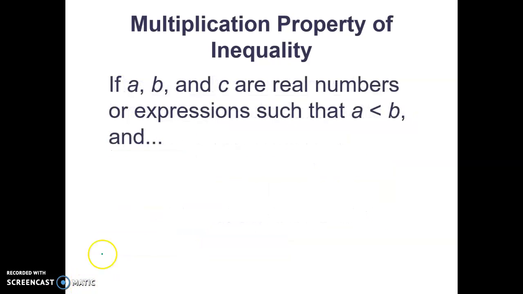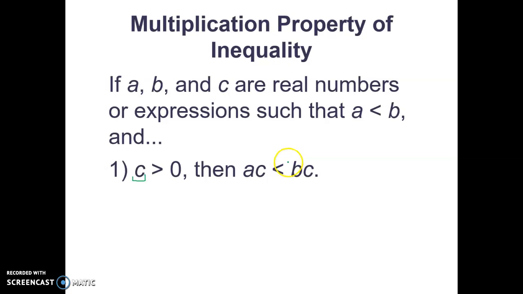Let's take a look at our definition. If A, B, and C are real numbers or expressions such that A is less than B, and we multiply it by a number greater than 0, then our sign stays the same. AC is less than BC. Let's try some numbers here. We'll use 3 and 5 for our A and B, and let's say that C is 2. 3 times 2 is less than 5 times 2, which is 6 is less than 10. Right? That holds true. So when we're multiplying it by a number greater than 0, our sign stays the same.